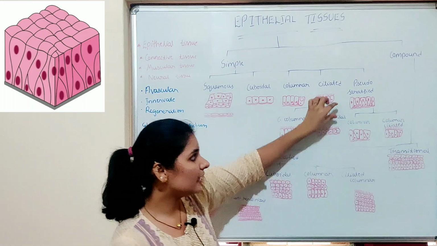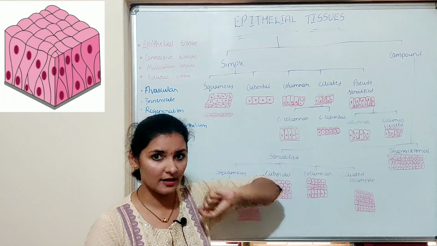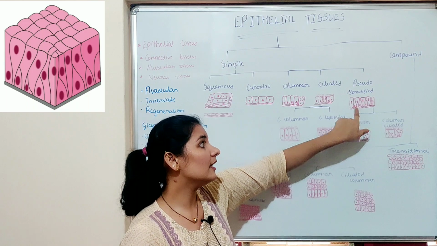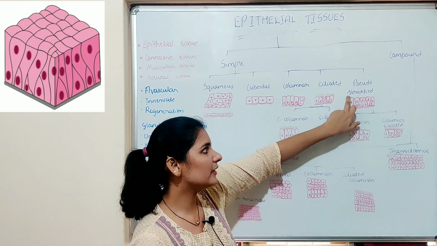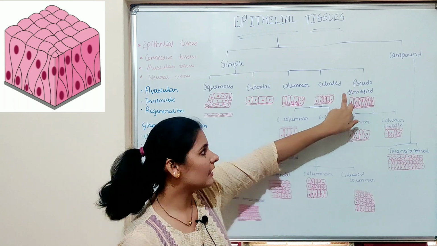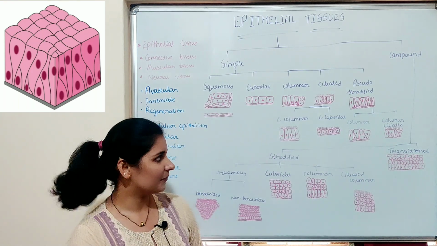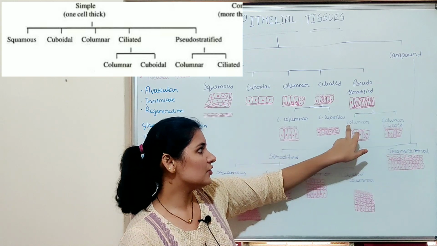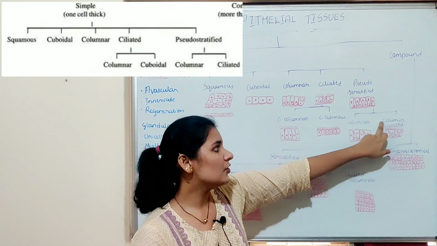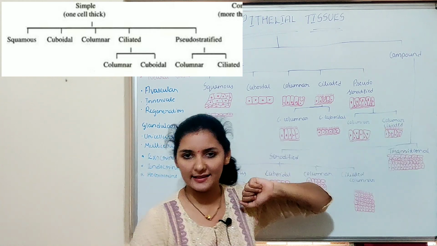But actually they are arranged in a single layer. But because of these two reasons, they look like multi-layer. That is why it is called pseudostratified. Pseudo means false, stratum means layer. This pseudostratified epithelium is again divided into two types, that is pseudostratified columnar epithelium and pseudostratified columnar ciliated epithelium.